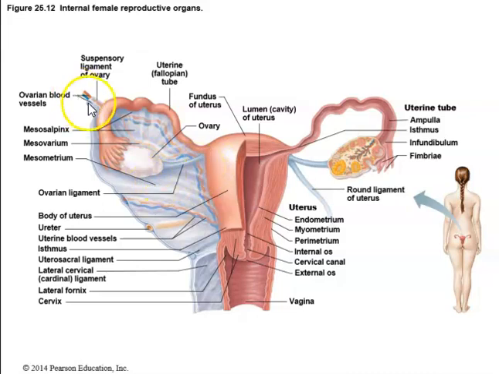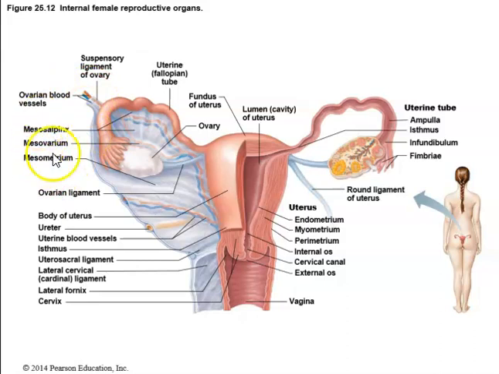We have the suspensory ligament of the ovary, where we see ovarian blood vessels within the suspensory ligament. If you guys ever get a chance to see the cadaver section, we can see the actual blood vessels within the suspensory ligament of the ovary.